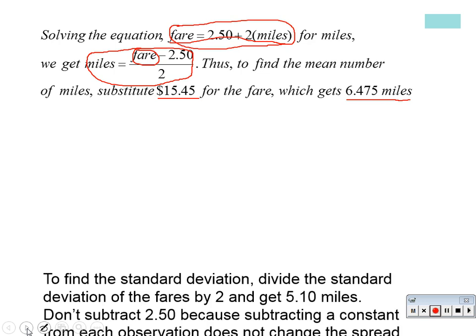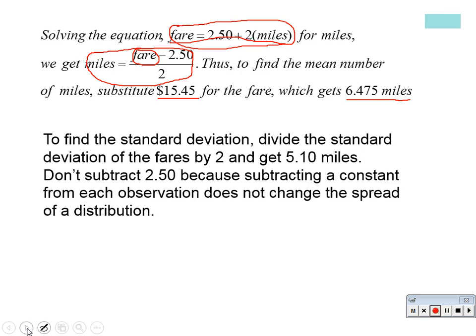What about the standard deviation? To find the standard deviation, all I want to do here is divide the standard deviation of the fares by 2. When I do that, I get 5.10 miles. I don't subtract the $2.50 because subtracting a constant doesn't change the spread.